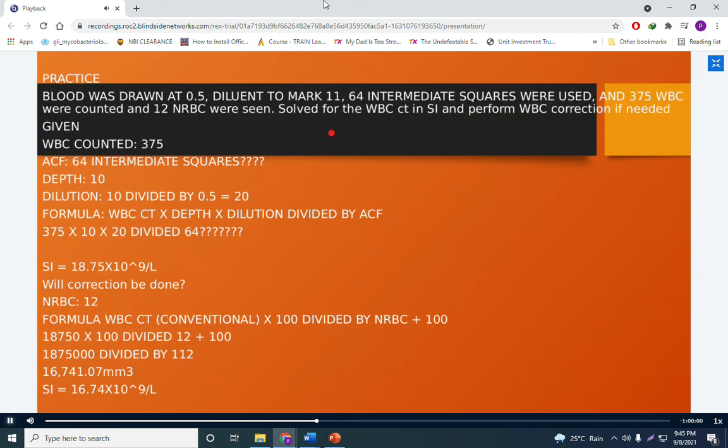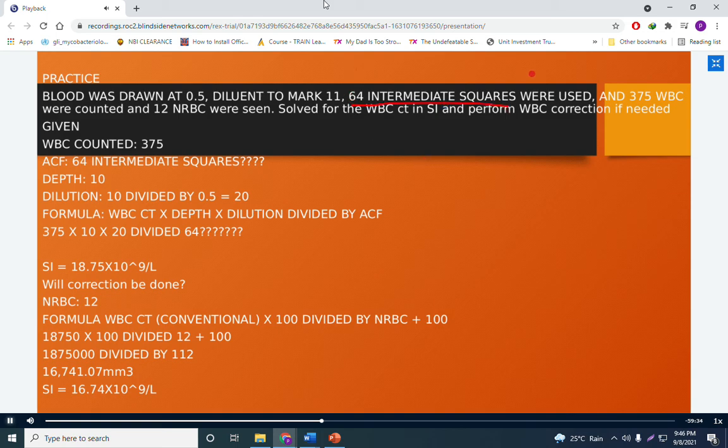Okay, here's another one. Blood was drawn at 0.5, diluent to mark 11. 64 intermediate squares were used, and 375 WBC were counted, and 12 NRBC were seen. Class, let's make a quick detour. 64 intermediate squares were used.